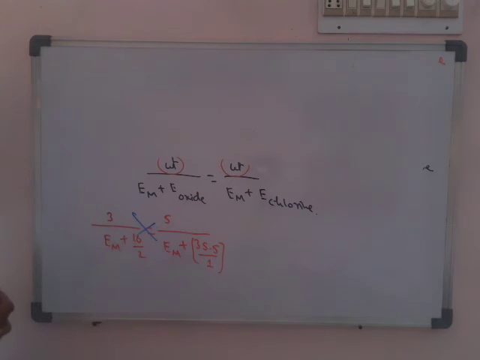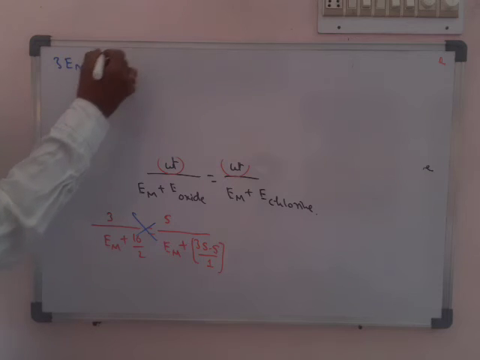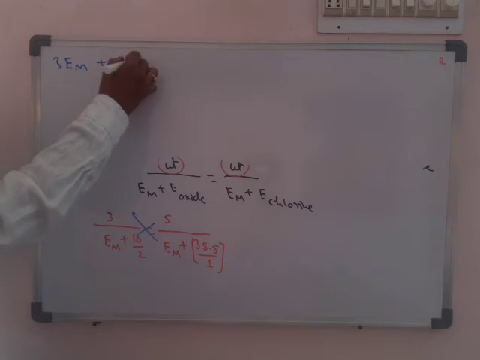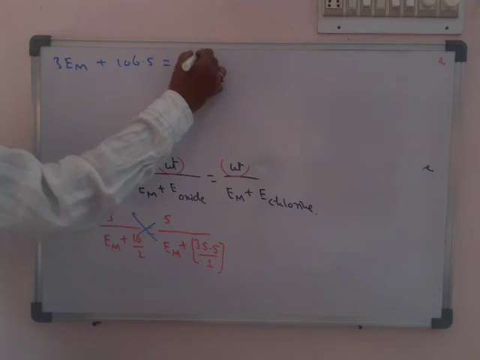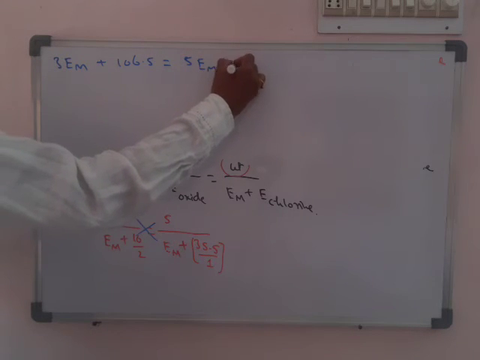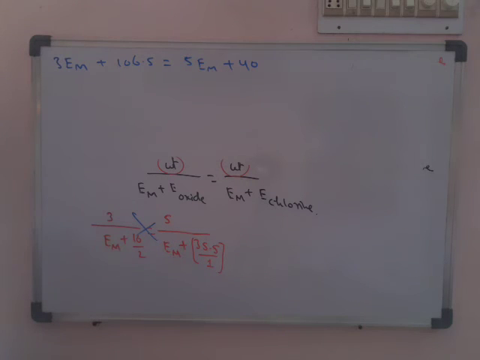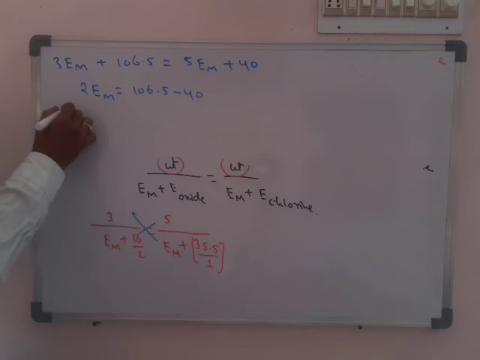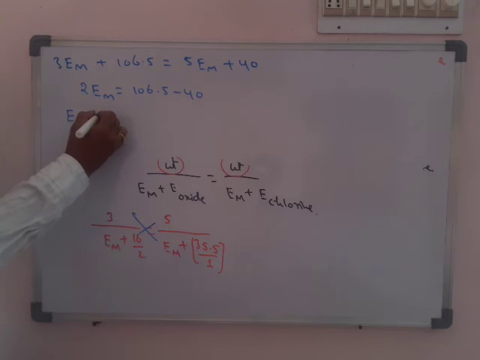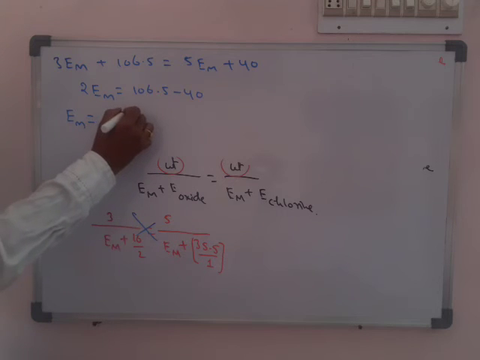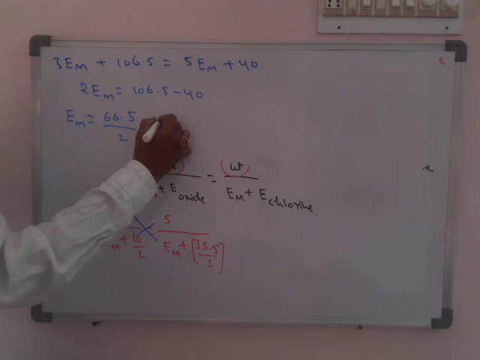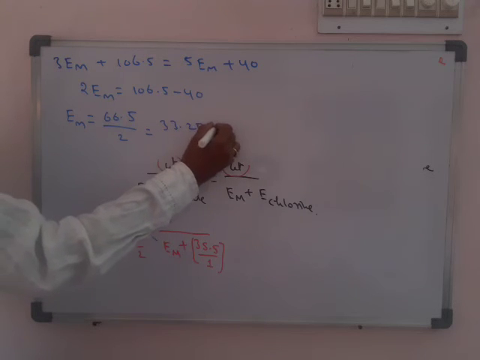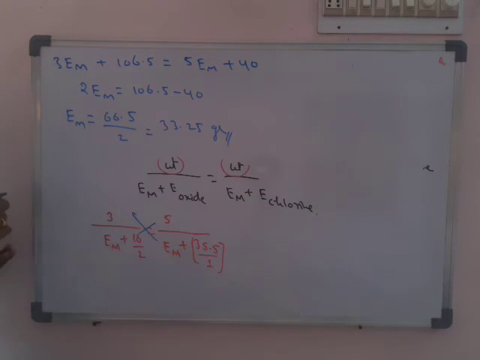On cross multiplication, we will get 3 equivalent weight of metal plus 106.5 is equal to 5 equivalent weight of metal plus 40. On simplification, the equivalent weight of metal we got is 33.25.